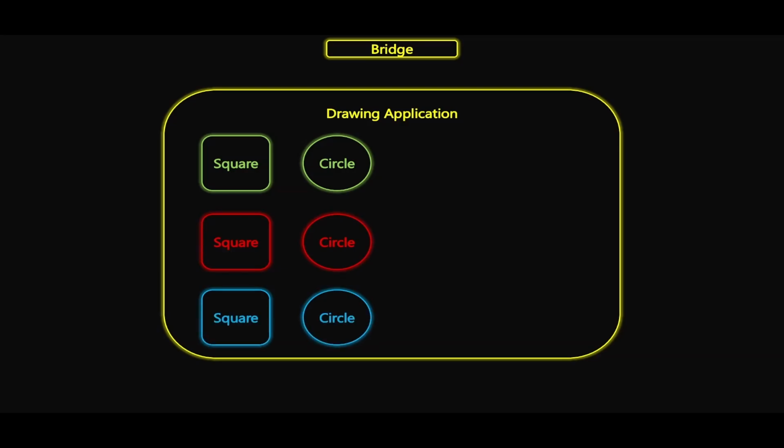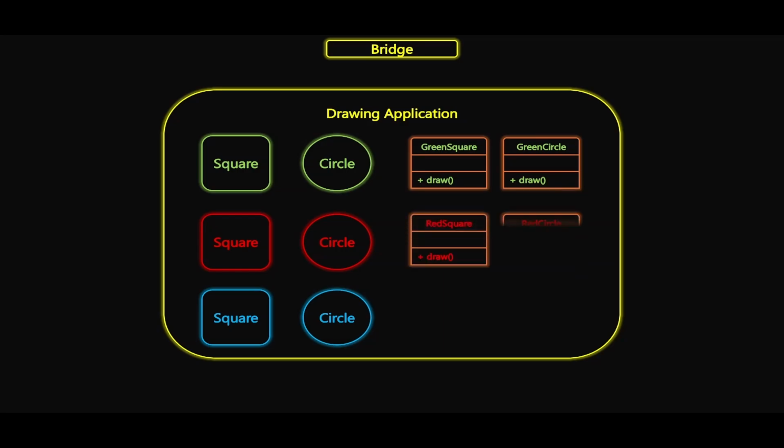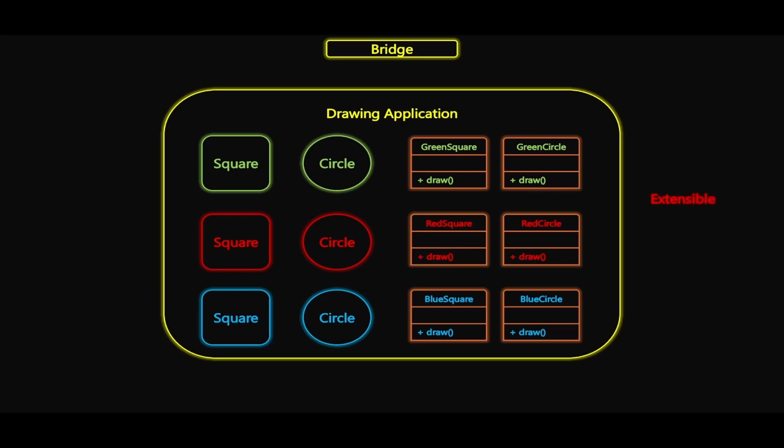To map these different types of shapes and colors, we have to implement classes for all types. Like for green square and circle, we will have to define green square and green circle class. Similarly for red and blue as well. This is not an extensible pattern. Now let's look how bridge pattern can make this design extensible.